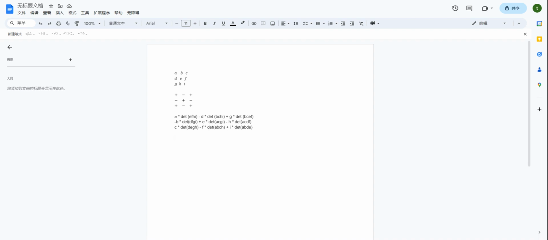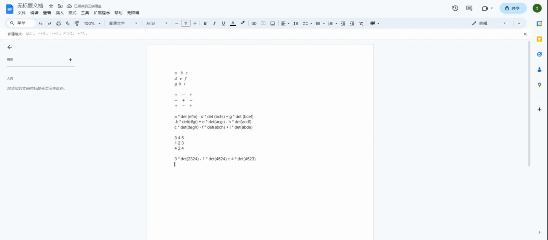So let's do an example. Let's say we have a matrix like this, and we want to find its determinant. So what we can do is say 3 times the determinant of the grid 2, 3, 2, 4, minus 1 times the determinant of the grid 4, 5, 2, 4, plus 4 times the determinant of the grid 4, 5, 2, 3.